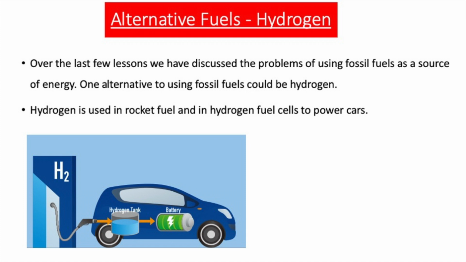So there is a great urgency to look for alternatives to fossil fuels. We need to protect our environment, and we have to look for alternatives because fossil fuels will not be there forever. One alternative to using fossil fuels could be hydrogen. Now, hydrogen is used in rocket fuel and in hydrogen fuel cells to power cars. Now, in the next section of this video, we're going to look at hydrogen fuel cells, and we're also going to look at the advantages and disadvantages of using hydrogen as a fuel.